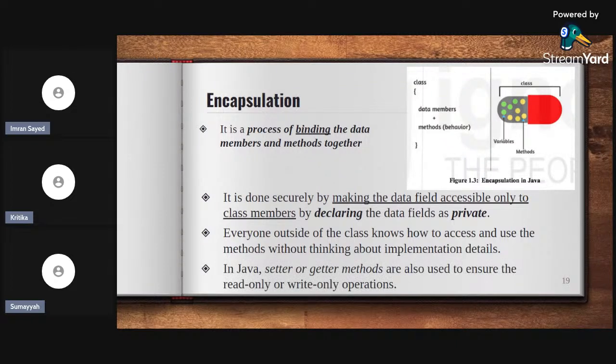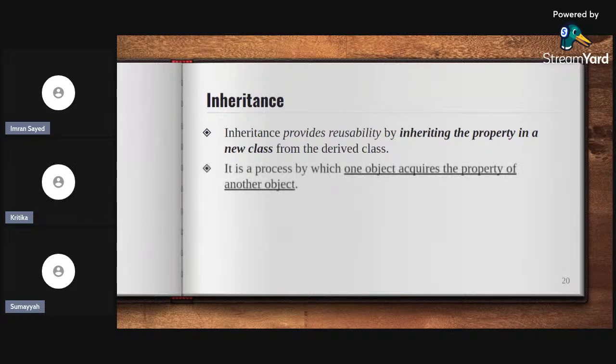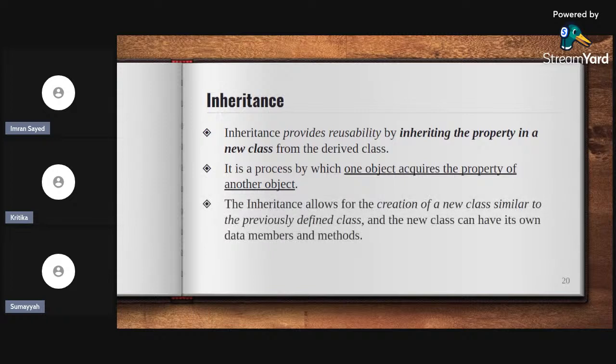In Java, setter or getter methods are also used to ensure the read-only or write-only operations. Inheritance. Inheritance provides reusability by inheriting the property in a new class from the derived class. It is a process by which one object acquires the property of another object. The inheritance allows for the creation of a new class similar to the previously defined class, and the new class can have its own data members and methods.